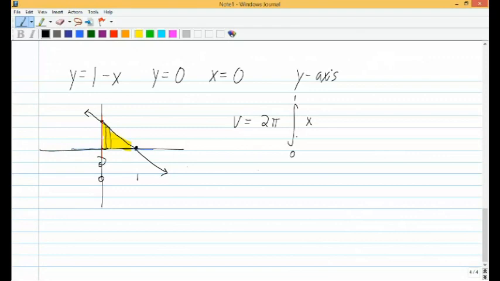Now the height of each one of these is going to depend on this curve right here, this line. So it depends on where you are on the line as to the height. It's just this equation here: 1 minus x. The thickness of each one of those shells that I'm creating, that's the dx.